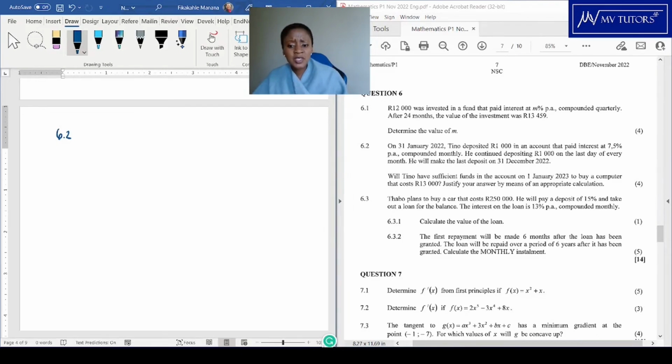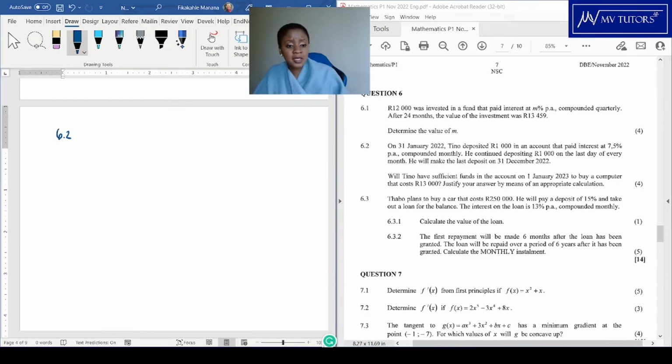Now the question is, will Tino have sufficient funds in the account on 1st January 2023 to buy a computer that costs 13,000 Rand? Remember, his last deposit is 31st December. 1 January is literally the following day. Don't think it's another month where the money got time to mature. On the 1st of Jan, the following day after the 31st of December, he wants to see, will he be able to buy the computer or the laptop, a computer that costs 13,000 Rand? So we want to find out what the amount will be.